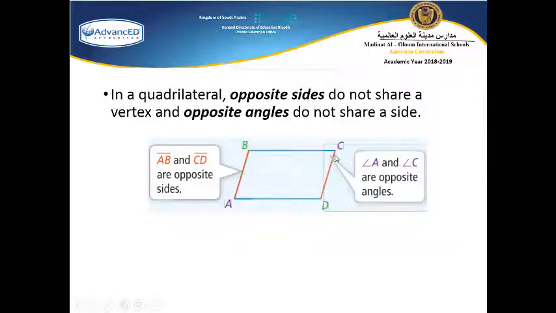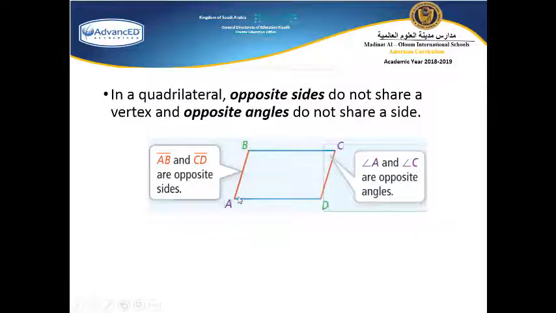The opposite sides don't share a vertex. They don't share the same vertex, like side BC and side AD. Both of them don't share the same vertex. And also sides CD and AB are opposite sides. They don't share the same vertex.